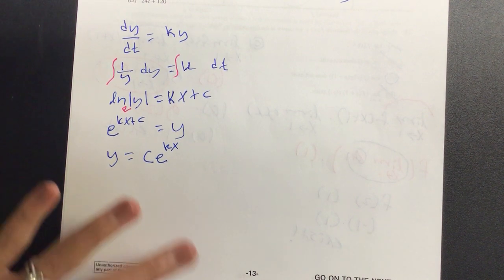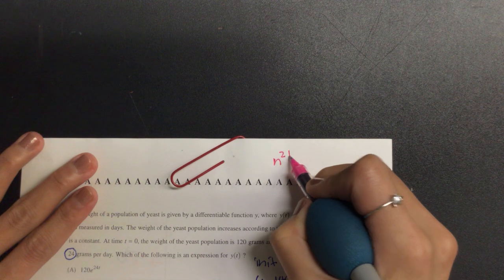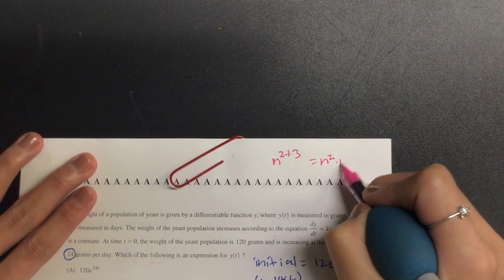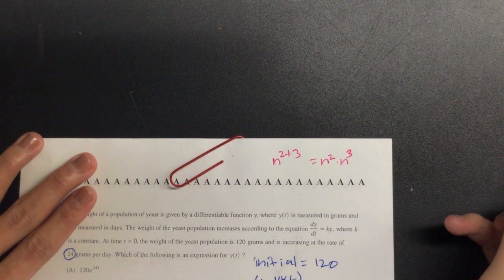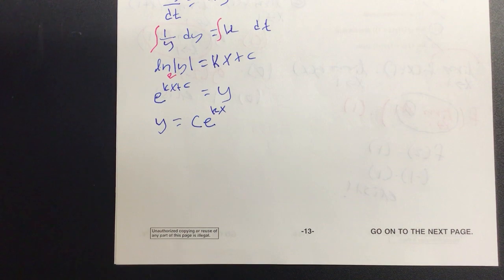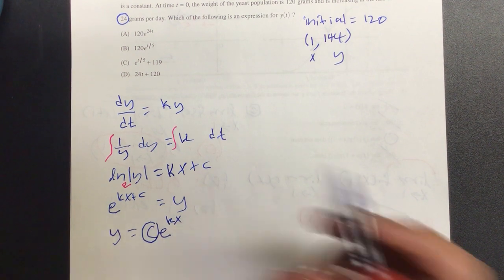Not okay. So then let's do some algebra review. When I had n squared plus 3, that was technically n squared times n to the power of 3. Is that right? So what I'm basically doing is taking that and separating it, making one a constant times another exponent. Okay? So now we know the c value is the initial, which is 120.